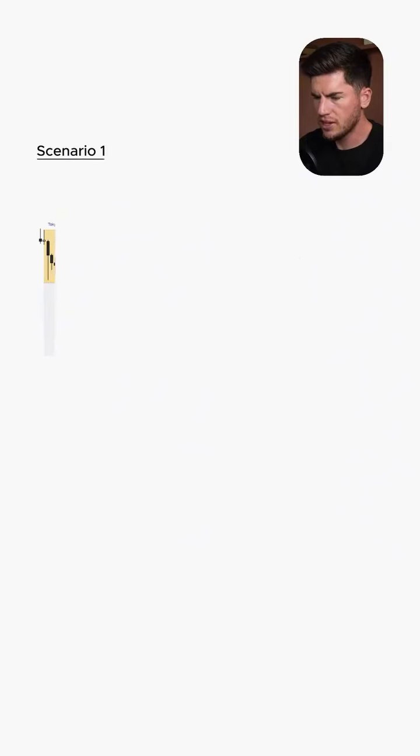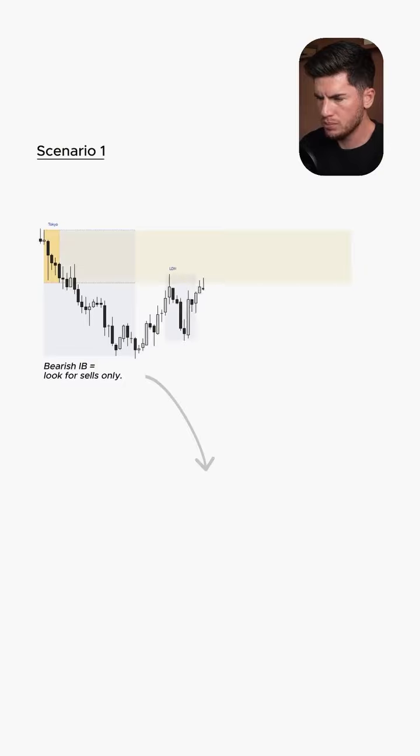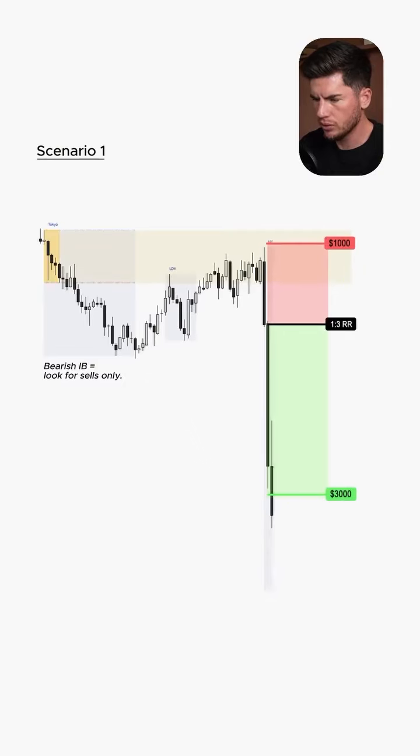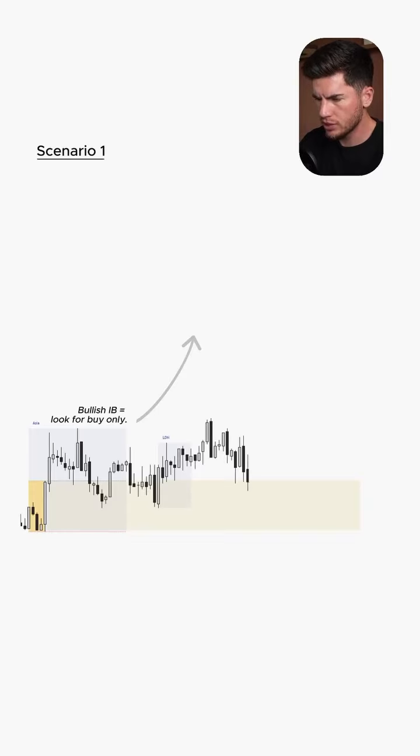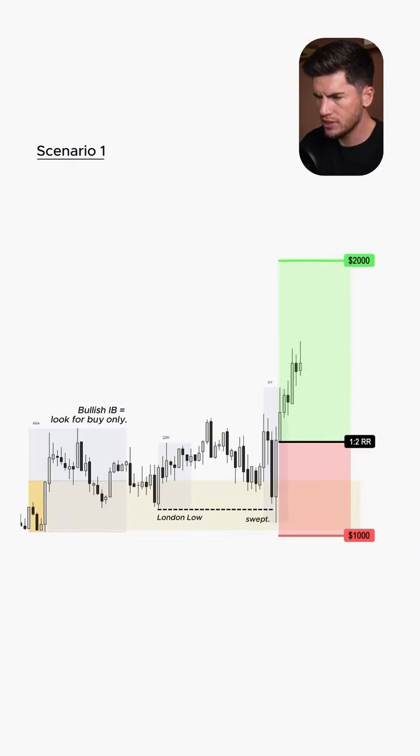You can see in this example, price travels down away from the initial balance, comes back to mitigate during London before giving a sell opportunity in New York. Here's another example. Price moved up away from the initial balance before multiple times coming back to mitigate, and once New York session opens, we get that confirmation, sweep of liquidity, and a continuation to the upside in the same direction price is respecting the initial balance.